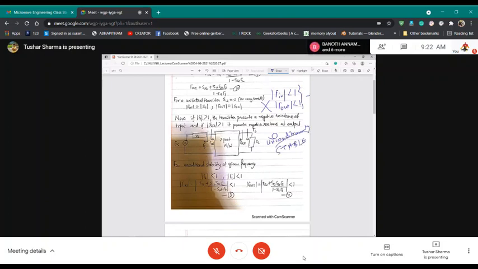Then there is no problem. Once your transistor is stable, you can go ahead and start designing your amplifier.